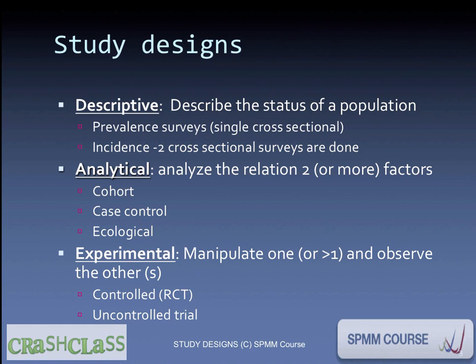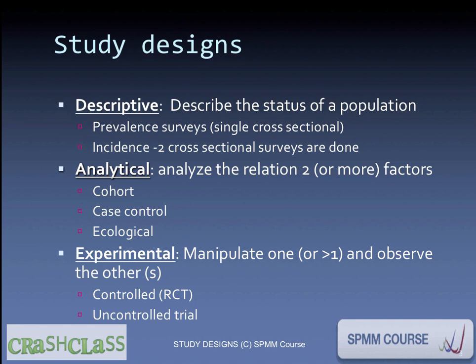Why do we do research? We do research, in clinical sense, to describe a phenomena or analyze the relationship between two or more phenomena, or manipulate one phenomena and see what happens to the other. So these are the three basic types of research studies that you could do. The first issue, describing the status of a population, is usually done using descriptive studies. Descriptive studies are done to describe the status of a population.